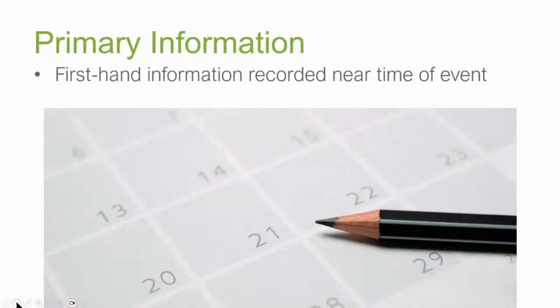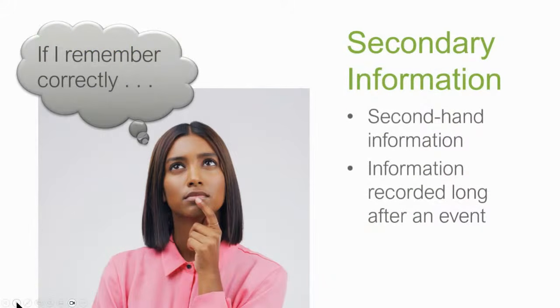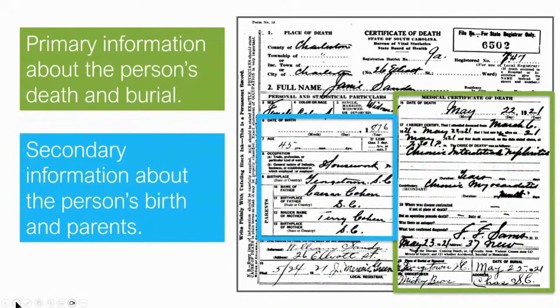Primary information is first-hand information recorded at or near the time of an event. Secondary or second-hand information is less reliable and more likely to have errors. One document, such as this death certificate, can have both primary and secondary information: primary information about the person's death and burial, and secondary information about the person's birth and parents.